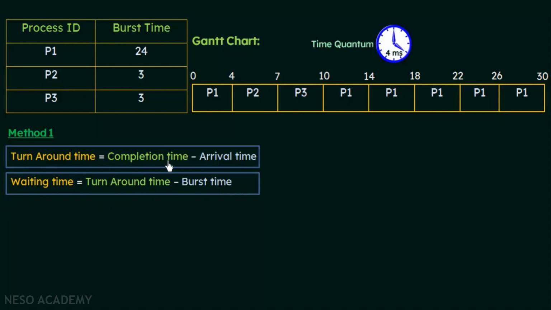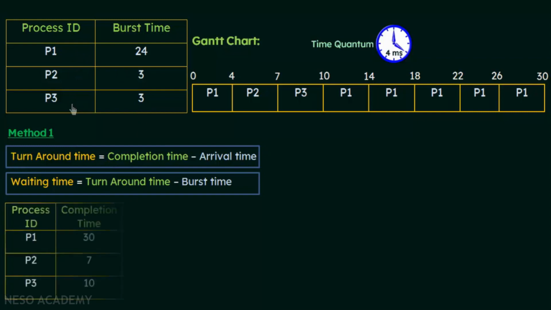From the completion time, that means when the process completely finishes execution, if we subtract the arrival time, we'll get the turnaround time. And from the turnaround time that we just calculated, if we subtract the burst time, then we will get the waiting time. This method will be useful when you have to calculate both turnaround times and waiting times for a set of processes.